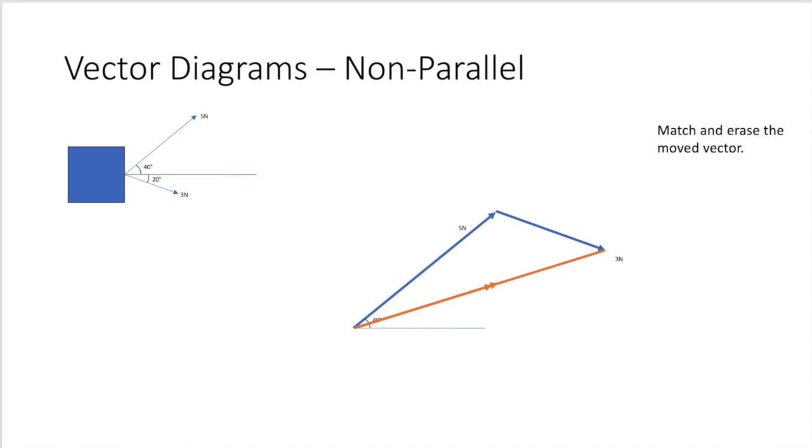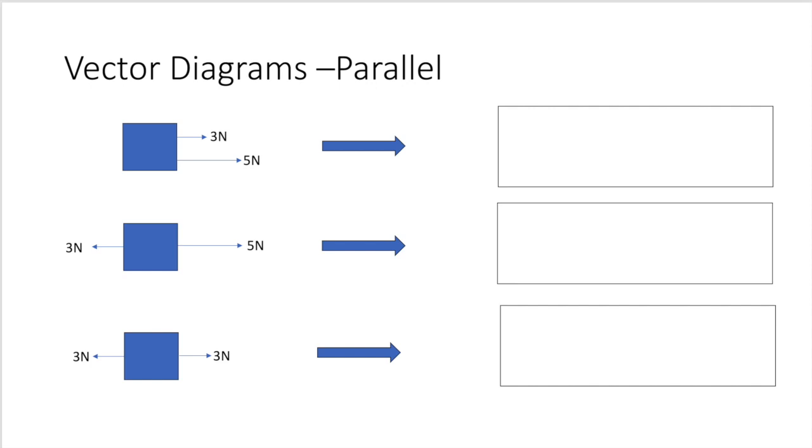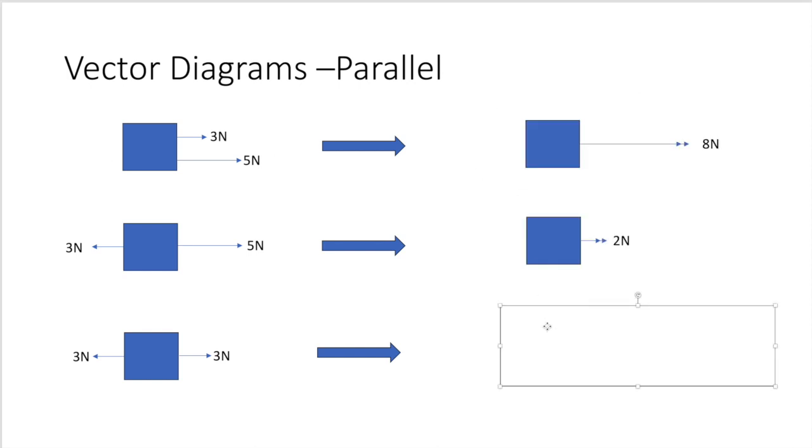Then you can measure the direction as well as the magnitude, which is the length. Don't forget to use the scale to calculate the right amount of newtons. So that is for vector diagrams. For non-parallel vector diagrams, parallel vector diagrams are a little bit easier. So if the arrows are in the same direction, then you just add them up or subtract accordingly.